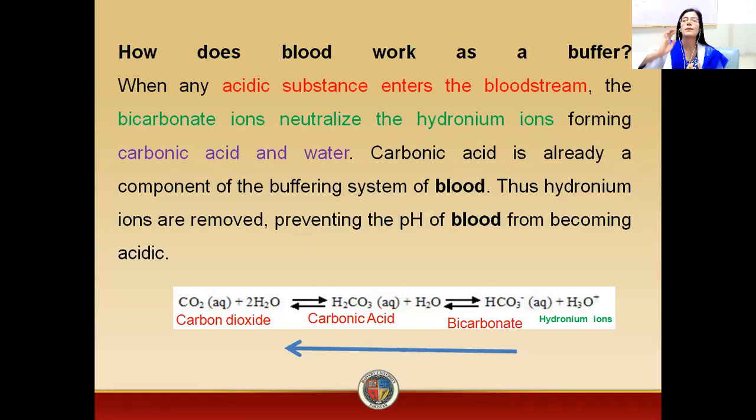Now, how does blood work as a buffer? When any acid is added into our blood, for example, here the acid is represented by H3O, that is the hydronium ion, our bicarbonate ions will neutralize it. This bicarbonate ion will neutralize the hydronium ion by forming carbonic acid and water. Now, this carbonic acid, as we have already discussed, will then dissociate into carbon dioxide, and this carbon dioxide will then be removed from our body with the help of the lungs.